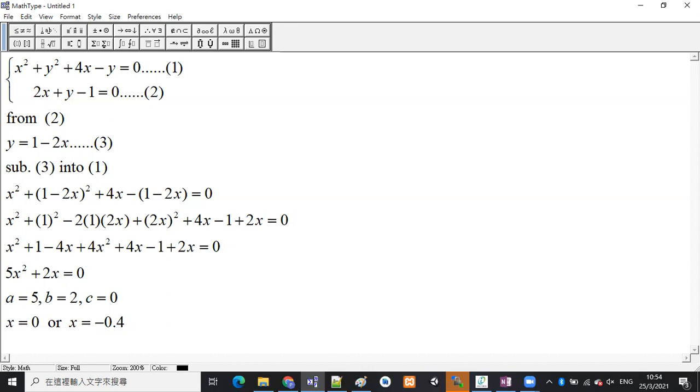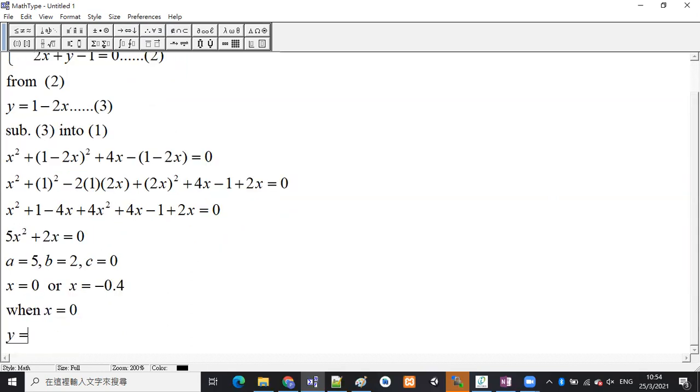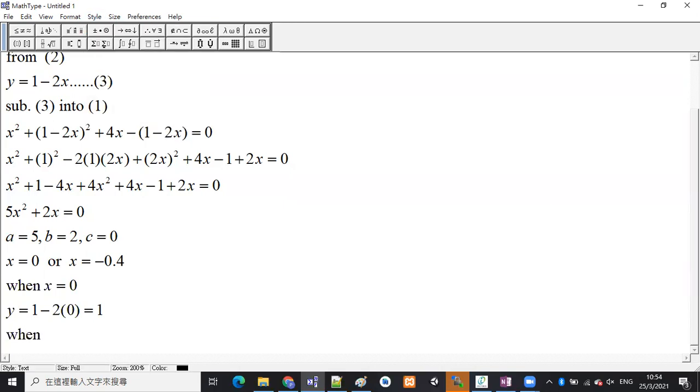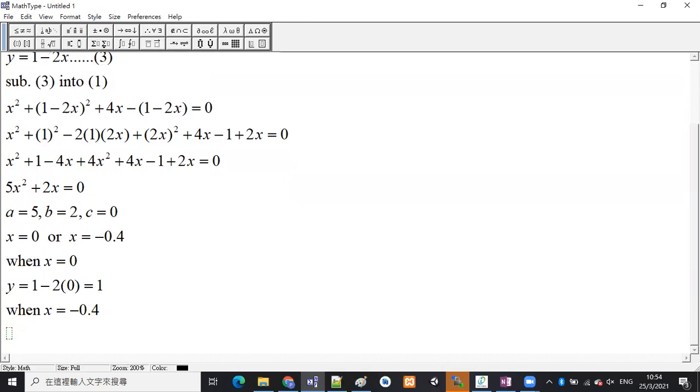Okay, so when x is 0, y is calculated by 1 minus 2 times 0, right? And that should be equal to 1. When x is negative 0.4, y is calculated by 1 minus 2 times negative 0.4. That should be equal to 1.8. Am I correct? Okay, so please try to check my numbers. So we have successfully found the corresponding values of y here.